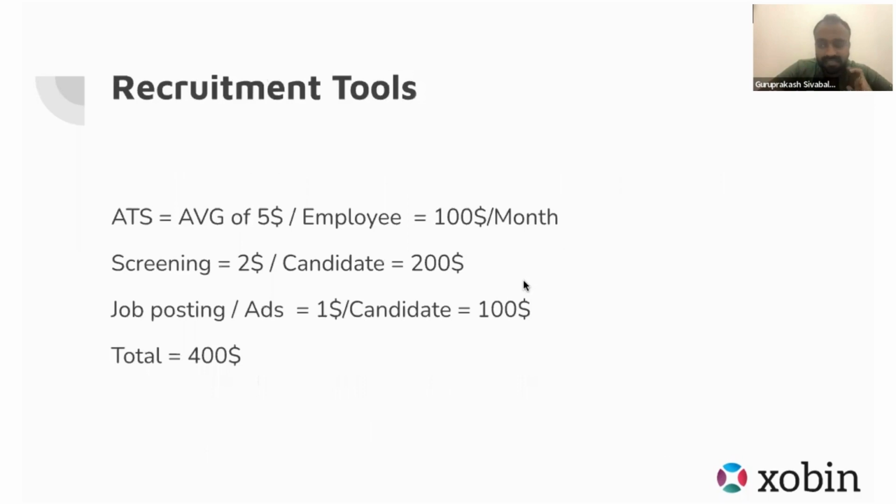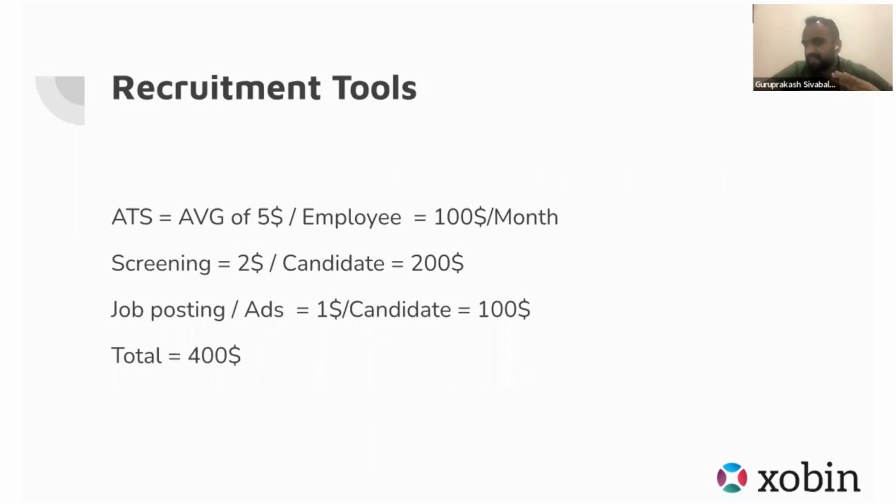The second cost that you have to take into account, this cost will mostly be shared across all the hires. ATS is the first tool that you have to go ahead and factor for. The average industry standard is $5 per employee.